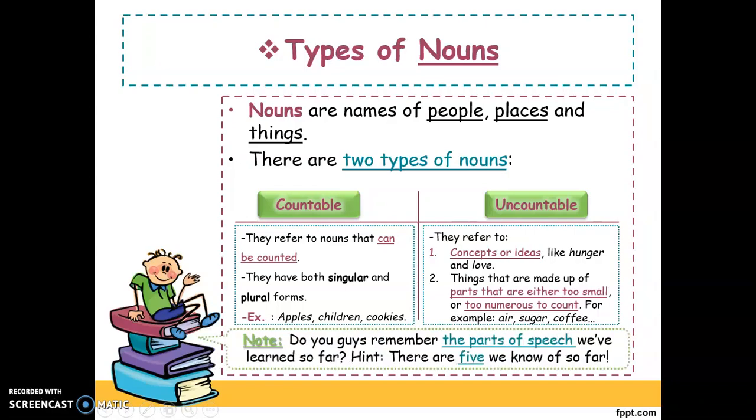Oh, Billy has something to add again. He's asking, do you guys remember the parts of speech we've learned so far? He's also giving us a hint and saying that there are 5. We actually have studied 5 parts of speech. Well, I'm sure you guys remember them, but I am actually going to remind you of the 5 parts of speech we've studied as well. We have nouns, verbs, adjectives, adverbs, and prepositions.